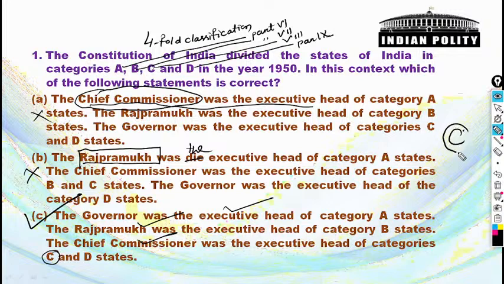Now, these provisions have been done away with. In part 6, the head of the state is known as governor, and in part 8, the union territories are headed by administrators. Some of them are called lieutenant governors, and some of them are called administrators. There are 5 union territories headed by lieutenant governors: Jammu and Kashmir, Ladakh, Delhi, Puducherry, and Andaman Nicobar Islands. Others are headed by administrators. So option C will be correct.